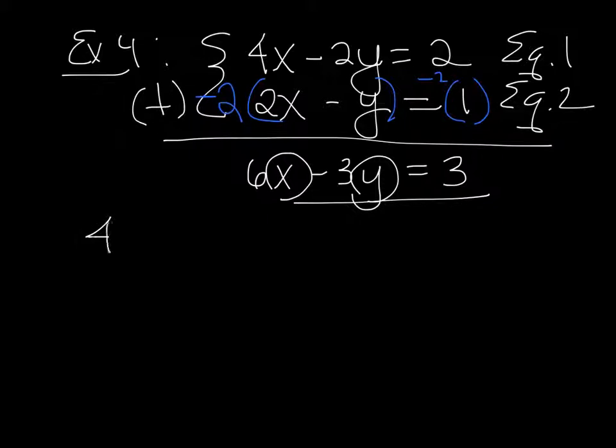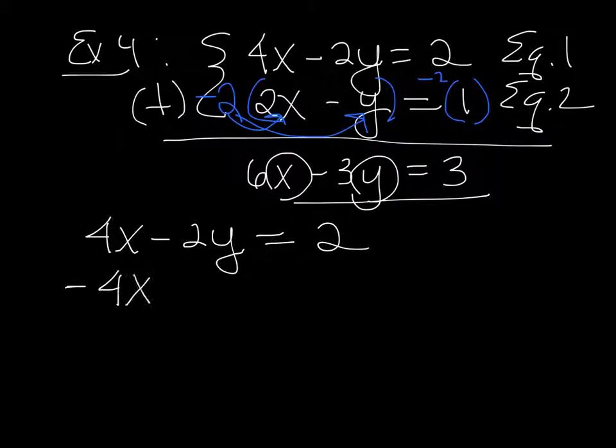Now, the first one, right, I haven't done anything to it, so I just write it out. And now I'm just going to distribute, right? So I get negative 4x, right? Now here again, a negative times a negative is a positive, and in this case 2y. So again, negative times negative is positive, equals negative 2.